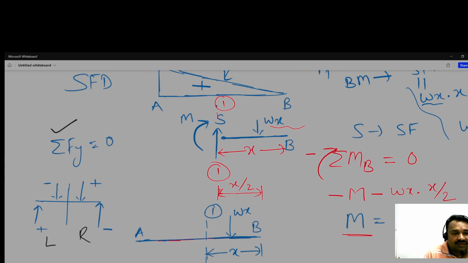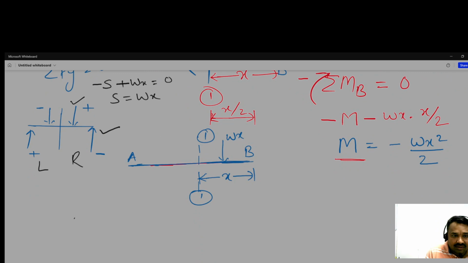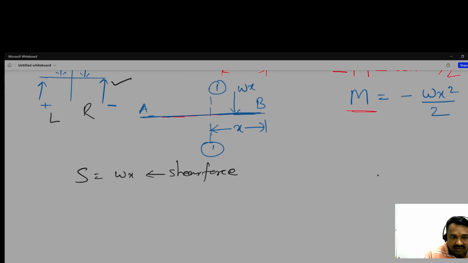Okay, so coming to this, we are going to satisfy this. The direction is like this, that's why minus S. But Wx is opposite to that, so plus Wx is equal to 0, which means S is equal to Wx. And this is the shear force.